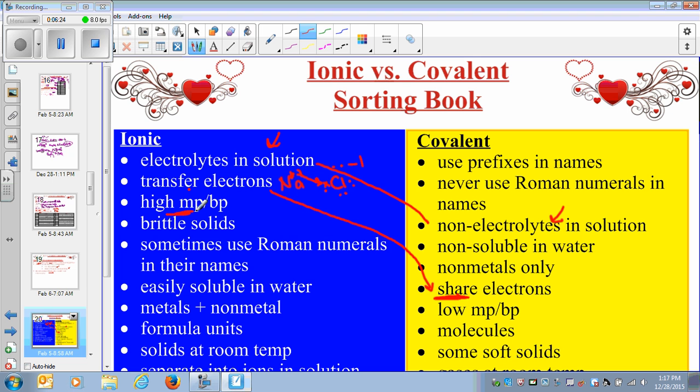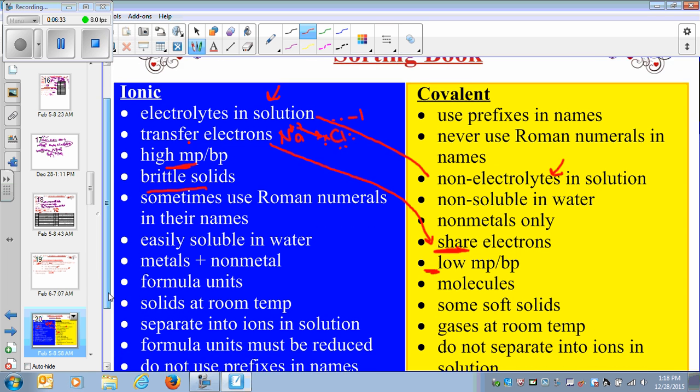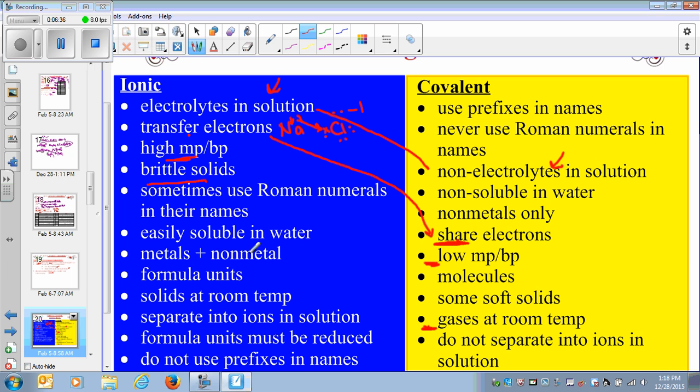Ionic compounds have high melting and boiling points, whereas covalent compounds have low melting and boiling points. Ionic compounds are brittle solids, and these are usually gases at room temperature. So ionic compounds are solids, these are gases. Ionic compounds sometimes use Roman numerals. Covalent compounds don't use Roman numerals at all. Ionic compounds are easily soluble in water. These are non-soluble in water. So you must understand the difference. We use formula units here, and here we use molecules. Okay, so make sure you understand that.